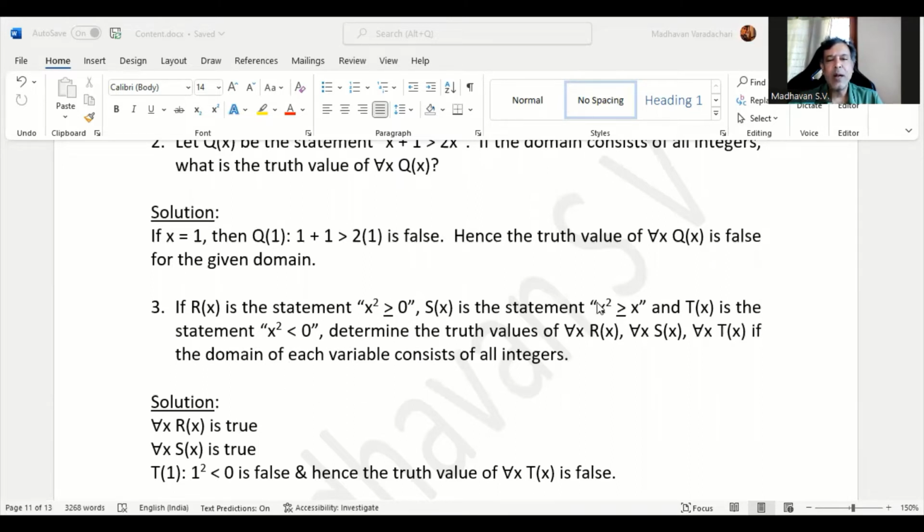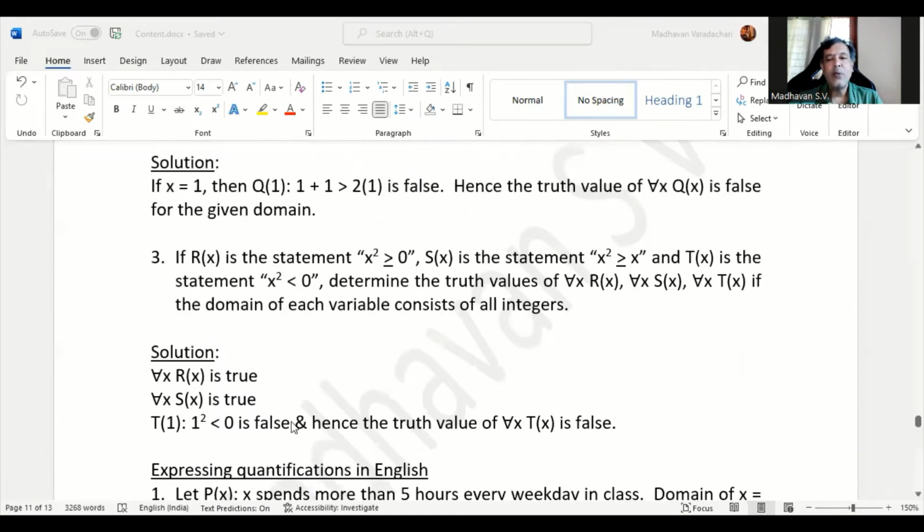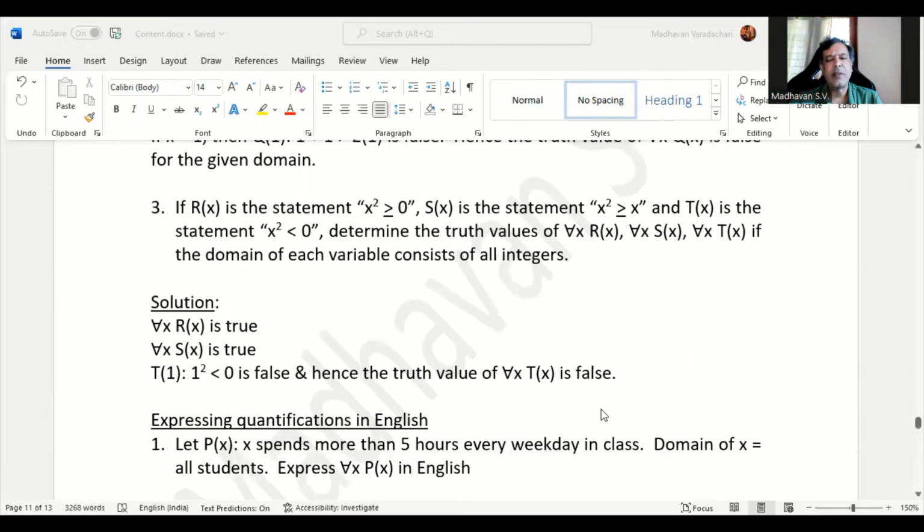Now comes the second one. If I put a negative number, it will become positive, and a number which does not have any sign will be equal to that number. So all the positive integers satisfy this S of x. That means for all x, S of x is true. Now, for the third statement, let us consider x as 1, then T of 1 will become 1 square less than 0, which is false. Hence, the truth value of for all x T of x is false.